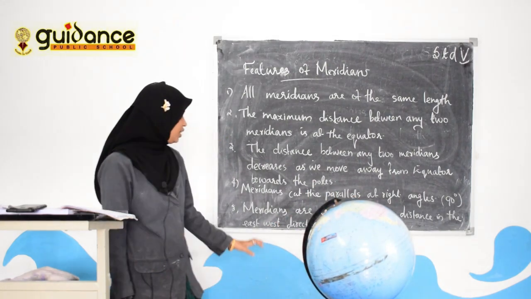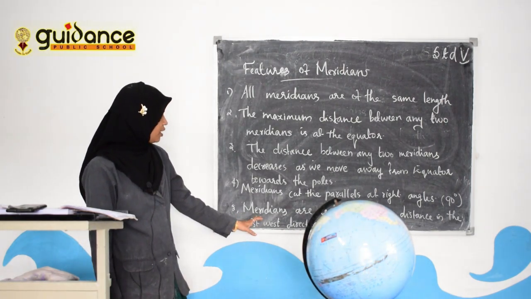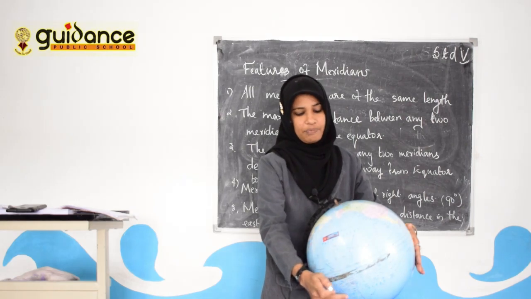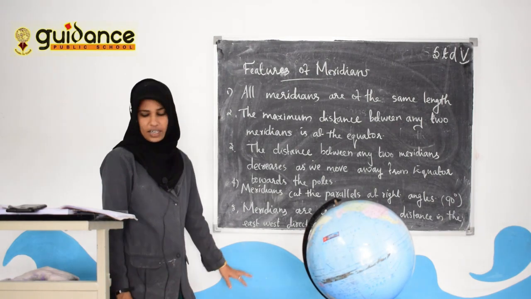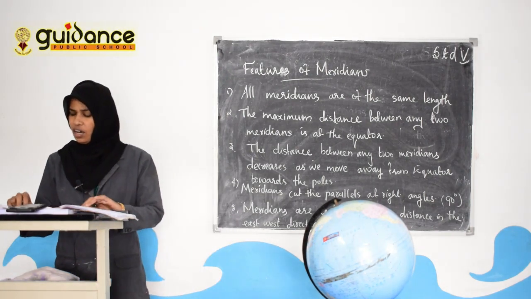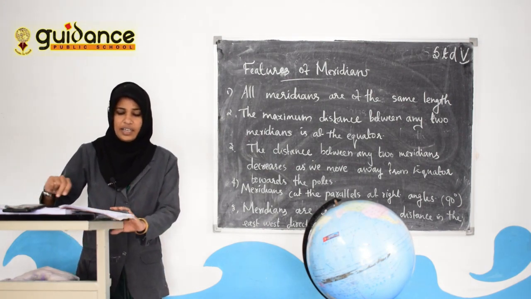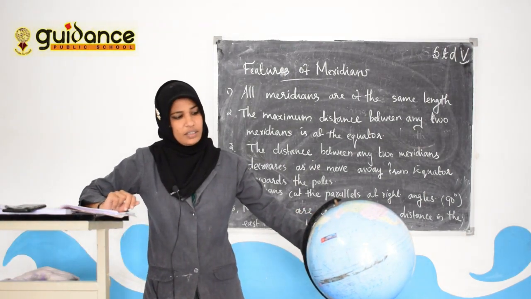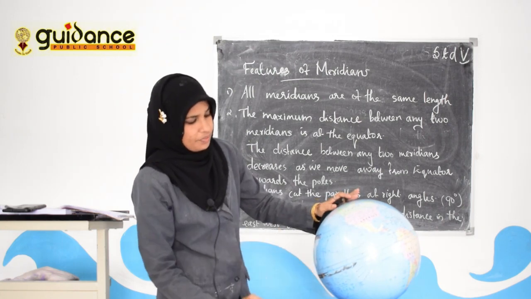And next one is, meridians are used to measure distance in the east to west direction. Then next, how are meridians numbered? You have studied that to number the parallels we start from the equator.